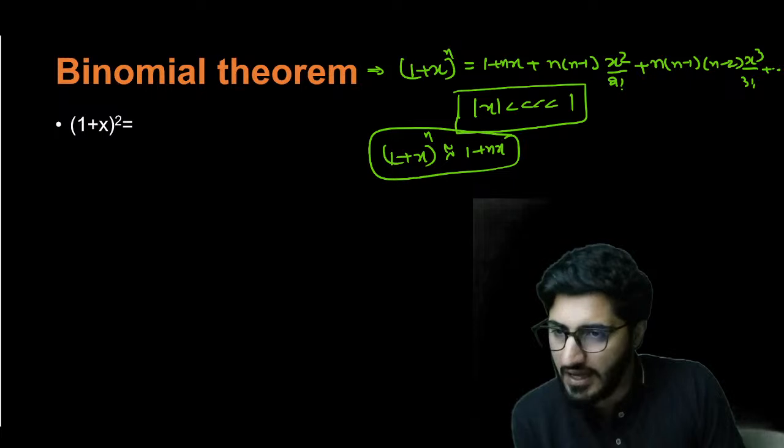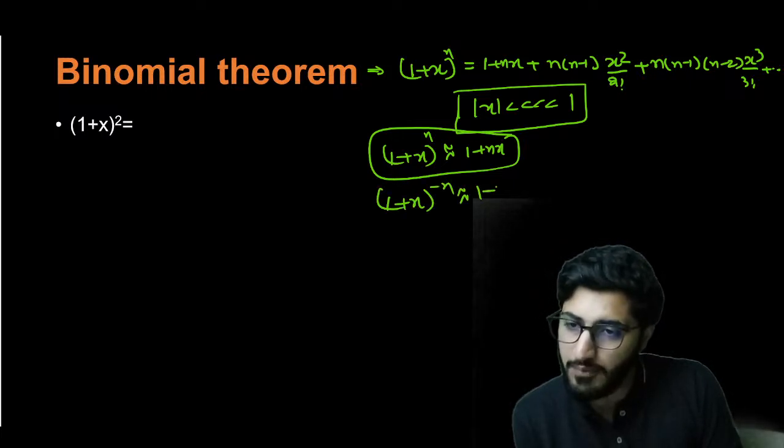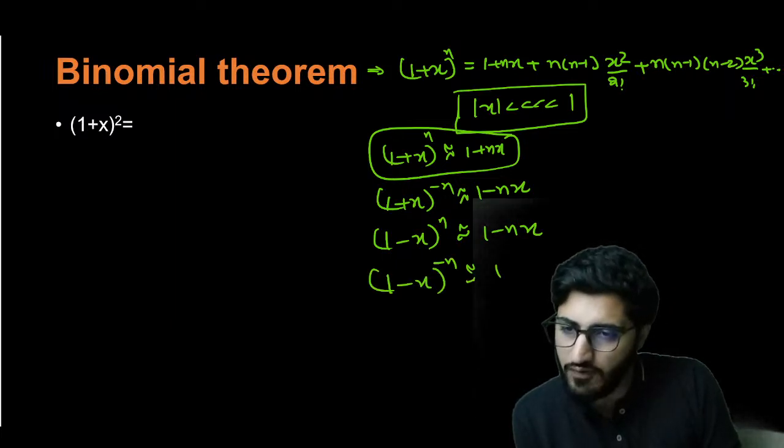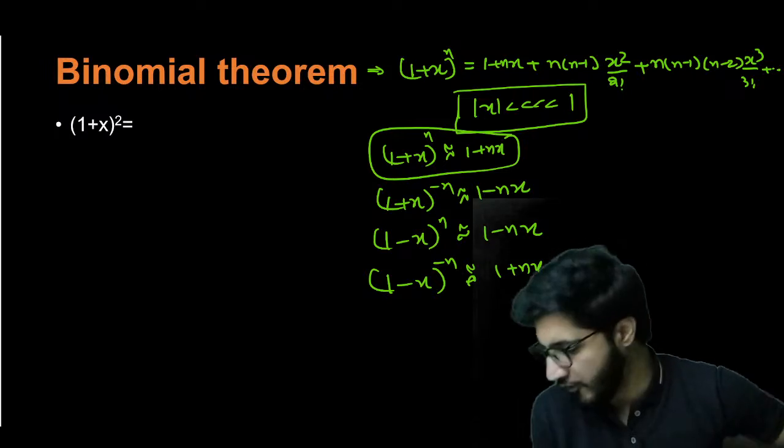If we have (1 + x) to the power minus n, I can write it as 1 minus nx. If we have (1 minus x) to the power plus n, I can write it as 1 minus nx only. If we have (1 minus x) to the power minus n, I can write it as 1 plus nx only. You have to remember these formulas.